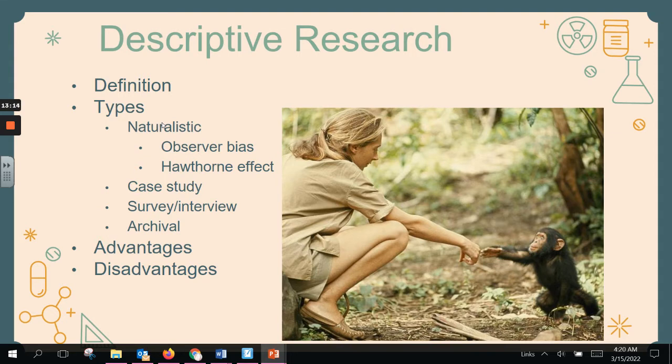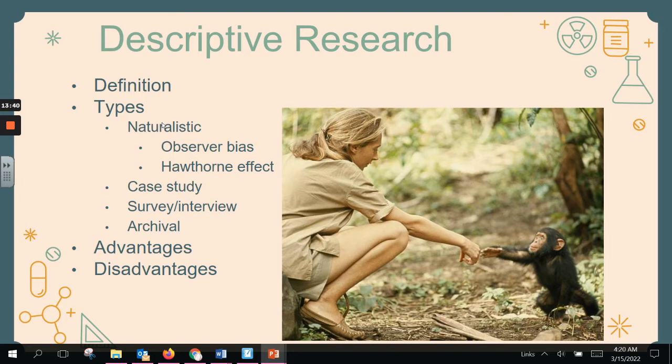The first is naturalistic. This is where you systematically observe and record observations in a natural setting without interfering with the subjects. So this would be like Jane Goodall and Dian Fossey and the work that they've done with primates, where they just watch and they're not trying to change anything. However, it does have some negatives.